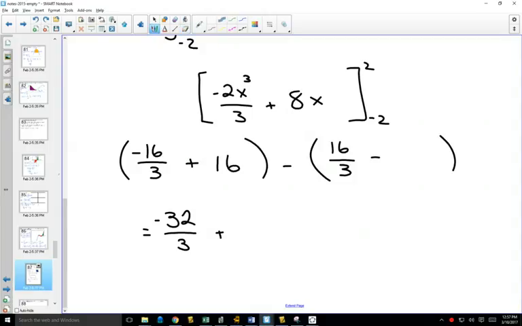I think I added the 16s in my head before, because it's going to be 32 down there, plus 32. So if you get a common denominator of 3, you've got 96 over 3 minus 32 over 3. Which will give you 64 over 3 units squared.